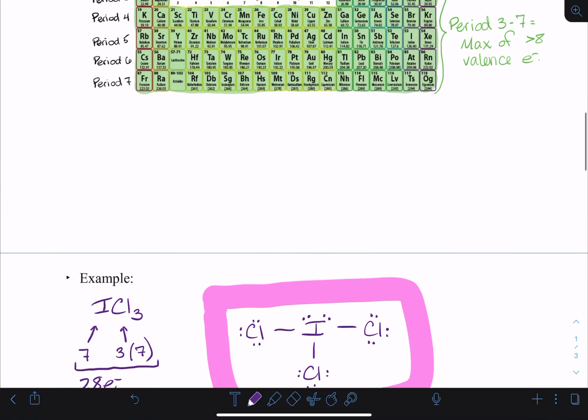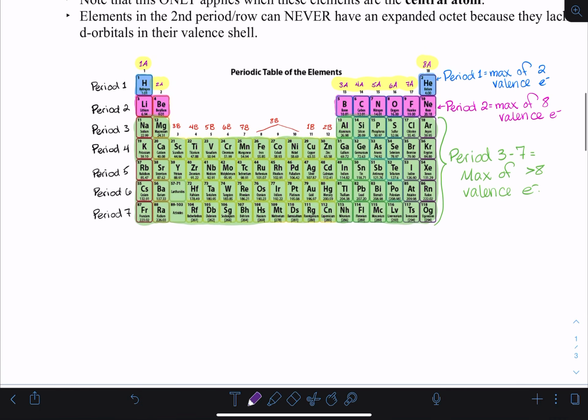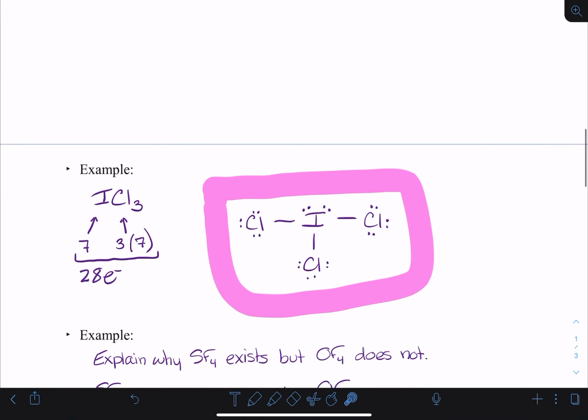If we look back to where these are on the periodic table, sulfur is down here in period 3, where we have d orbitals available. So this is all right to have an expanded octet. In fact, sulfur does it all the time. Oxygen, however, is in period 2. The valence shell for oxygen is the 2nd energy level, which only contains s and p orbitals. It only has space for 8 electrons. It cannot hold any more.